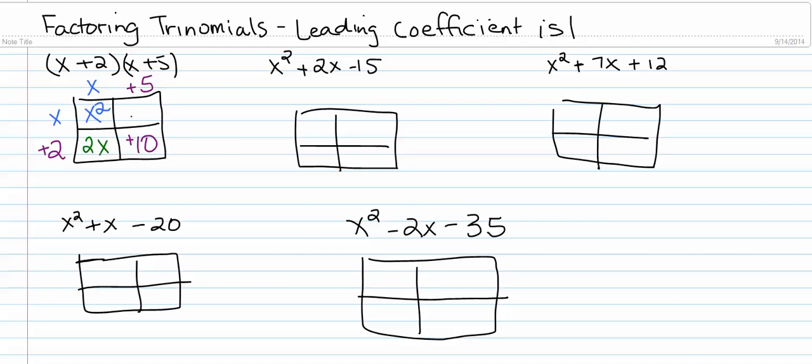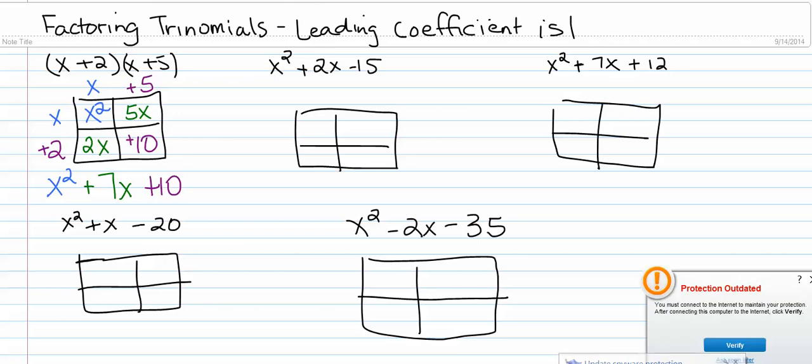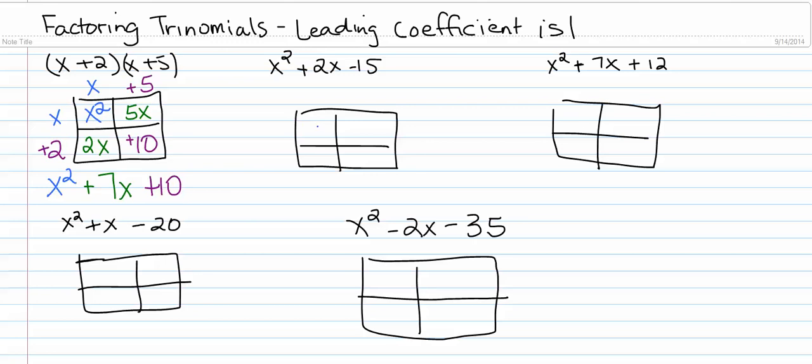And I'm just filling this in and giving us the final answer, which is x squared plus 7x plus 10. So that was the process to multiply the two binomials. Now what we're going to do is the process to undo the multiplication of two binomials. So in order to do that, you have to fill in the box with the information that you already know.